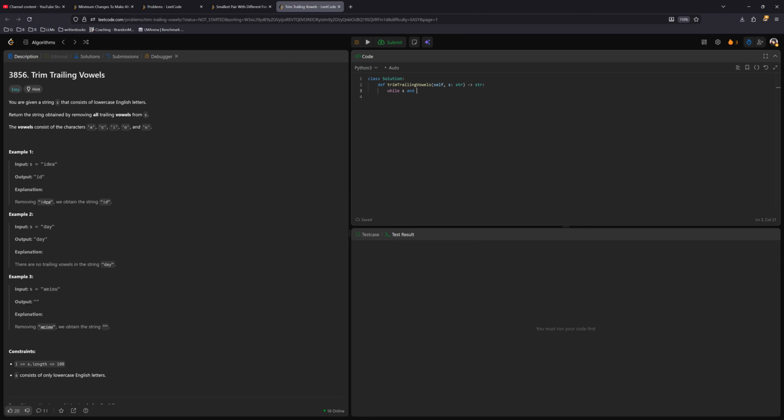While S and S[-1] in A, E, I, O, U. Let's say S equals list of S like this, S[-1], and then S.pop. We get rid of the vowel and then we reconstruct it. Join S. Right?